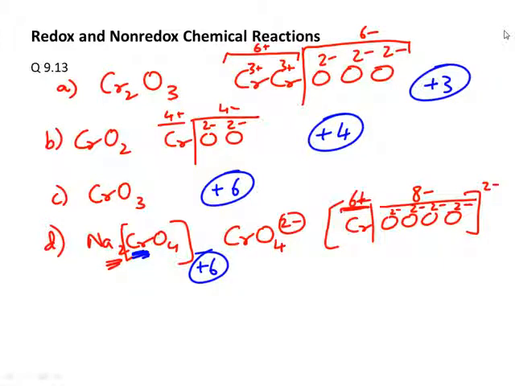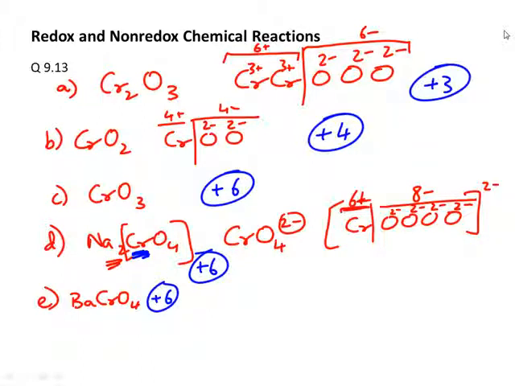Okay, so if you do the same analysis for all the others, I'm going to do a couple more in this. Once again, barium chromate, same anion actually as the previous example, and therefore chromium is going to be plus 6 in that as well.